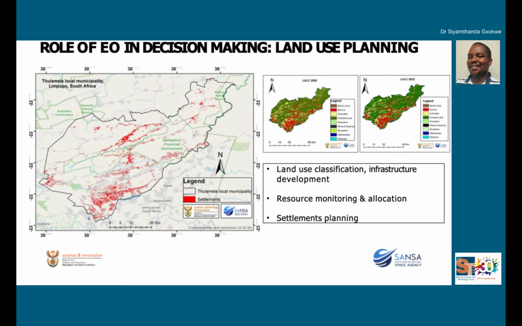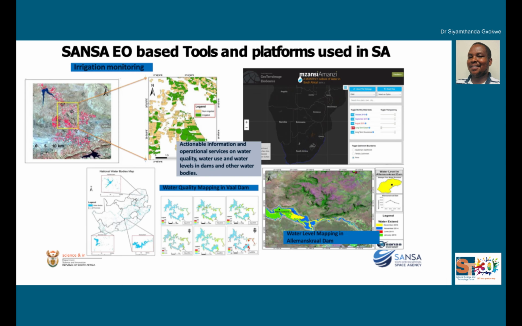So we were able to build models to predict the changes, so that we can see where the settlements have been, which areas are at high risk of those settlements, and how they then impact the key priority areas within our country with regards to biodiversity. And then these are also some of the tools that we have, which monitor different water quality parameters, and monitor water changes, water levels and extents, amongst others, in different areas.